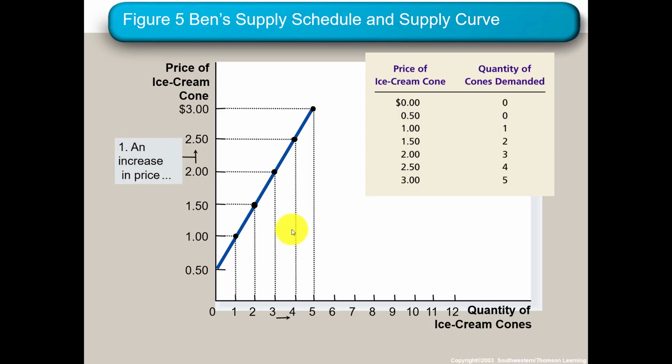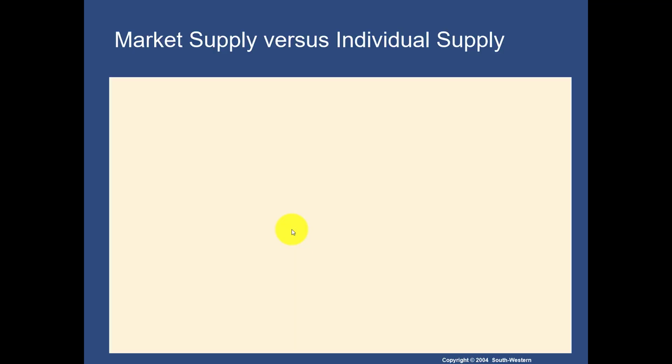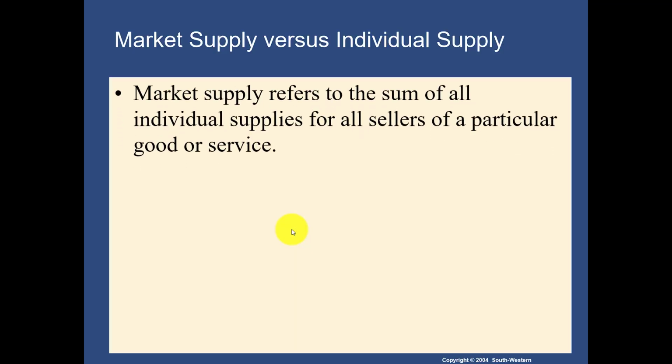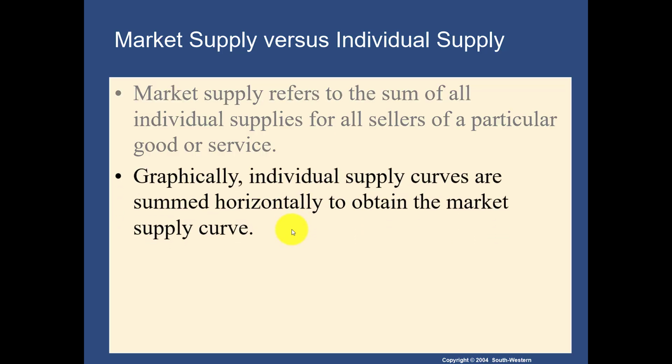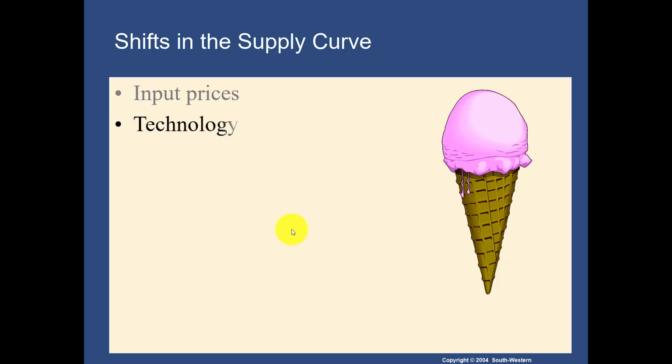All right, so the sidebar shows exactly what is going on. Again, just like the demand, the market supply curve refers to the sum of all the individual supplies for a particular good or service. Graphically, individual supply curves are summed horizontally to obtain the market curve. We're not going through all of that, but let's go.